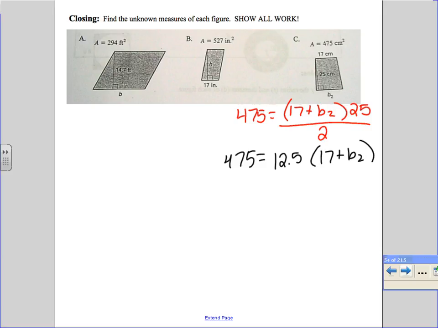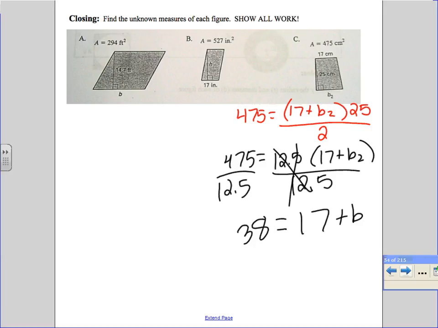Not yet. At this point, we need to get this B2 by itself. How can we get rid of the 12.5? Peyton? Good. If we divide both sides by 12.5, we'll get rid of it because 12.5 divided by 12.5 is 1. Drew? You're fine, go ahead and keep doing it. You mean multiplying both sides by 2? Multiply this side by 2 and multiply this side by 2. After you do that, you're going to divide by 25 and then subtract 17. You should get the same answer as me. So 38 equals 17 plus B2. That's after we divide.